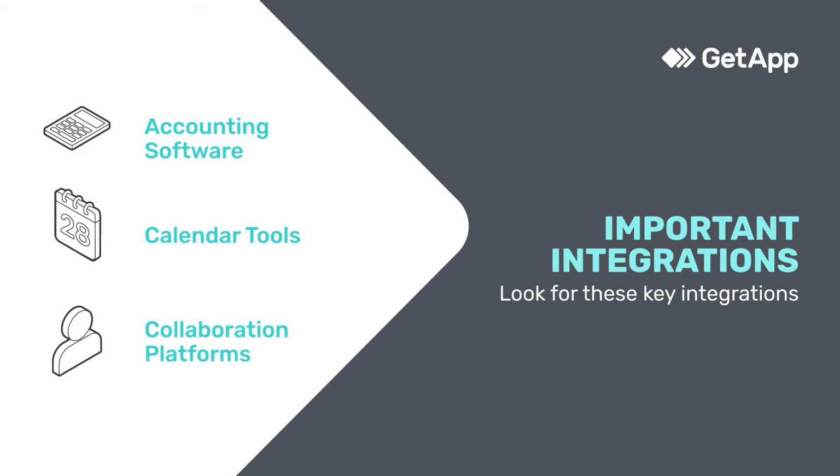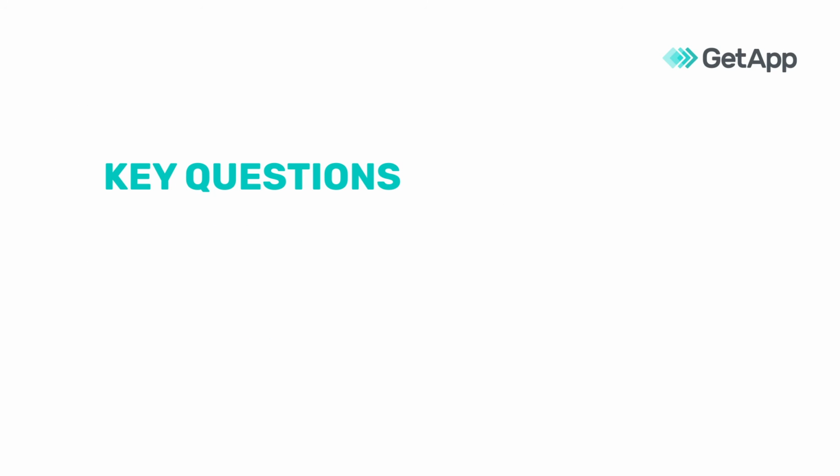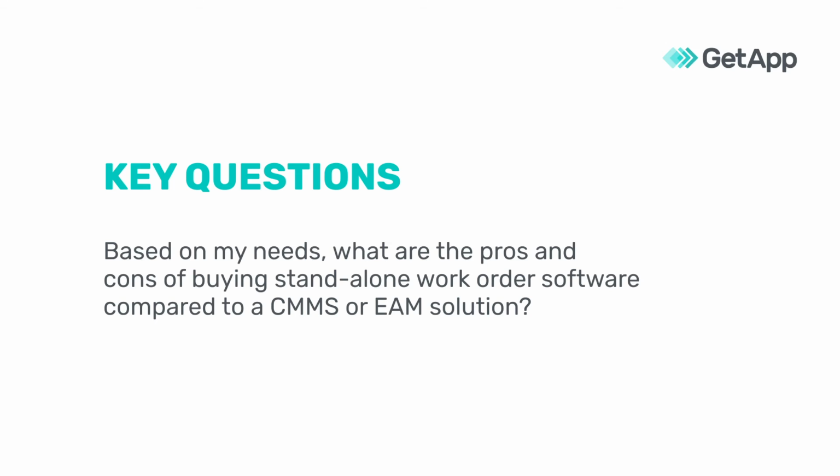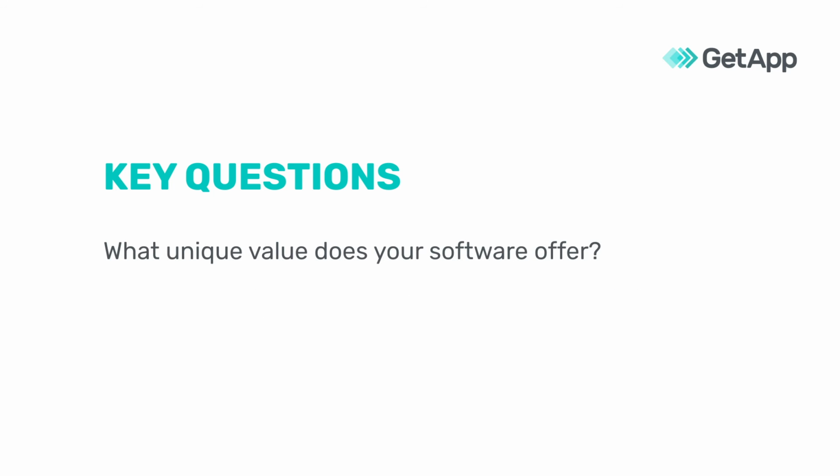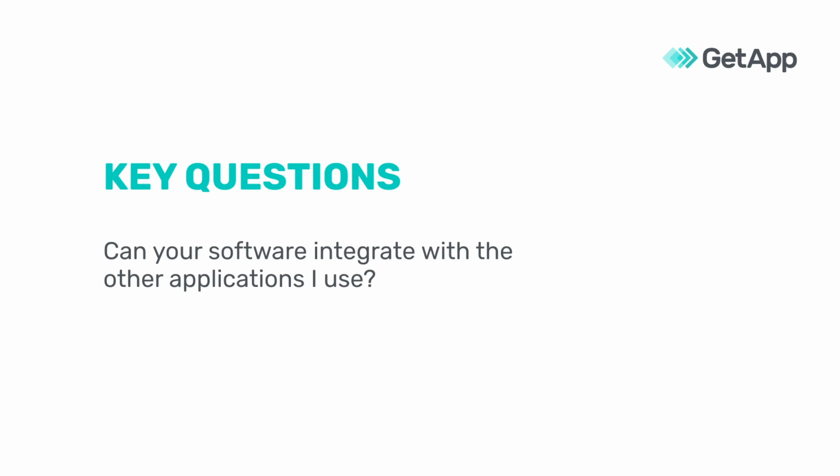Before making a final decision about which work order software to purchase, it's important to ask the vendor a few key questions. Based on my needs, what are the pros and cons of buying standalone work order software compared to a CMMS or EAM solution? What unique value does your software offer? Can your software integrate with the other applications I use?